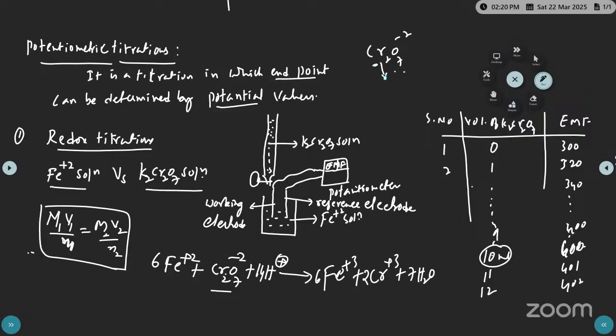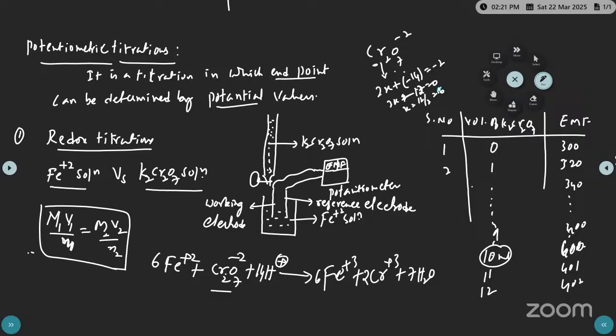You don't know the oxidation number of chromium, so let's say x. How many chromiums are there? 2, so 2x. What is the oxidation number of normal oxygen? Minus 2. How many oxygens are there? 7. So minus 2 into 7, minus 14, is equal to minus 2. So 2x minus 14 equals minus 2, 2x equals 12, x is equal to 12 by 2, plus 6. So here the oxidation number of chromium is plus 6, and it goes from plus 6 to plus 3.